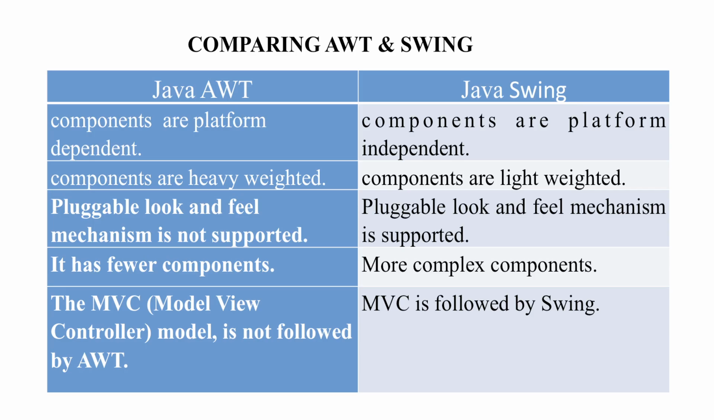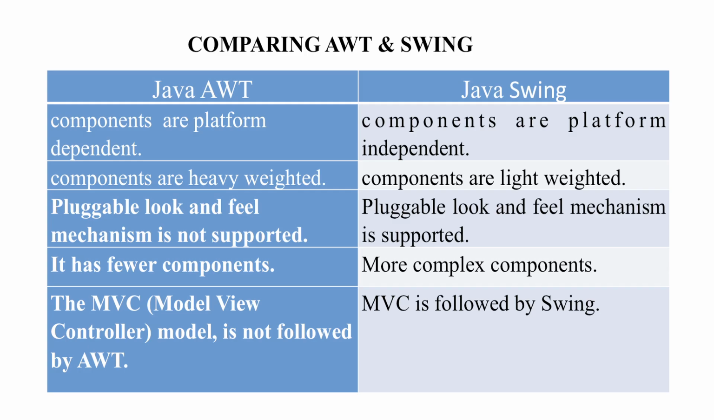Comparing the Java Abstract Window Toolkit and Java Swings, we come to some differences here. Components of AWT are platform dependent, while components of Java Swings are platform independent, since they are entirely written in Java. In Java AWT, components are heavyweight. In Java Swings, components are lightweight just because they are entirely written in Java.